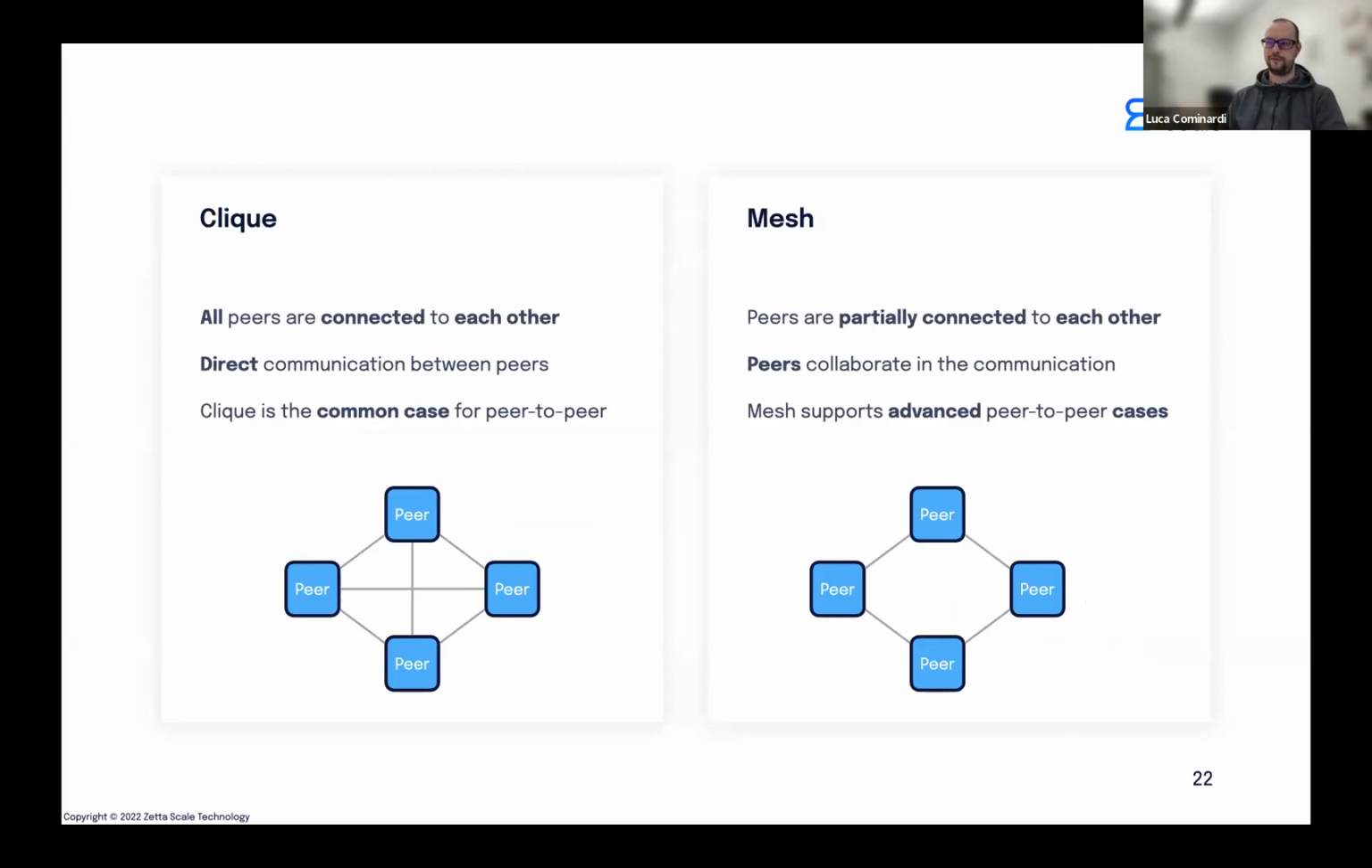In that case, we have two modes of operation for peer-to-peer. The clique, which is the one that we're going to see today, and this is definitely the most common case for peer-to-peer, where every peer connects and can talk directly with each other. And then we also have the mesh, just for you to know, where peers are partially connected to each other, but peers collaborate in the communication. That means that you might have peers that help others to communicate and forward data. So this supports more advanced peer-to-peer cases when you have partial connectivity in the system, for example, a fleet of vehicles that could go into a tunnel. You could use the vehicles in the column to get information out of it because you don't have connectivity inside the tunnel, for example. But again, for building up the basic concept, we'll see the clique one.